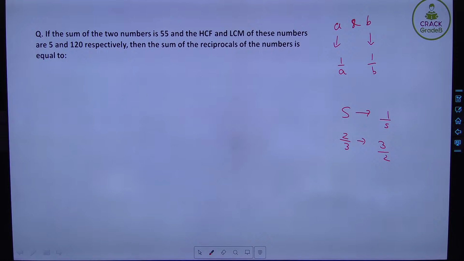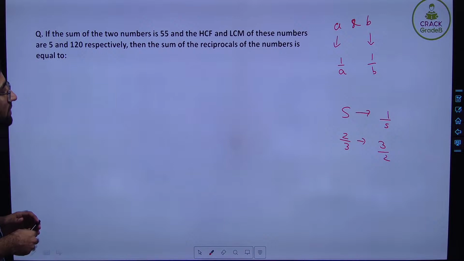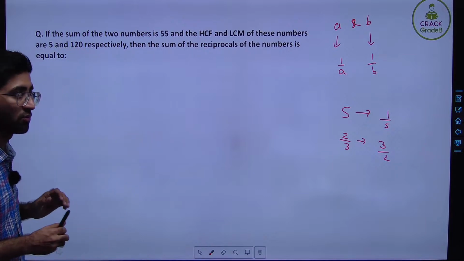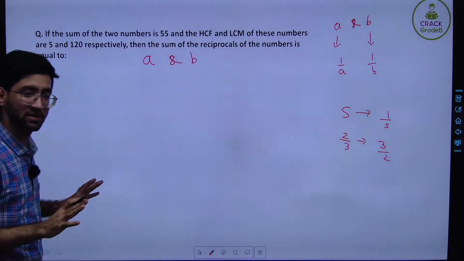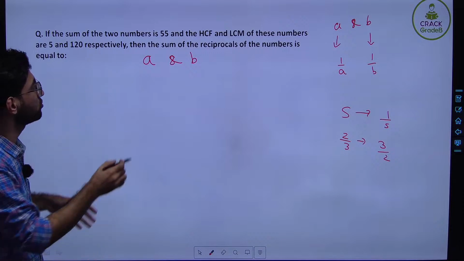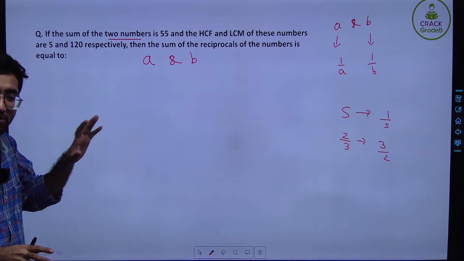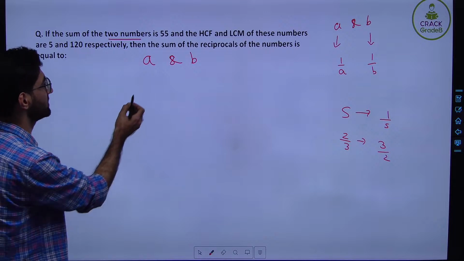Okay, let us solve this question together. If the sum of two numbers is 55 and the HCF and LCM of these numbers are 5 and 120 respectively, then the sum of the reciprocals of the numbers is equal to what? We have assumed that those two numbers are A and B. Are you able to understand this point? And it has been given that the sum of the two numbers is 55.